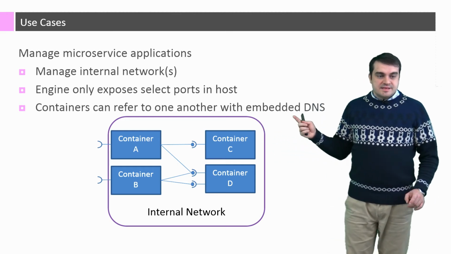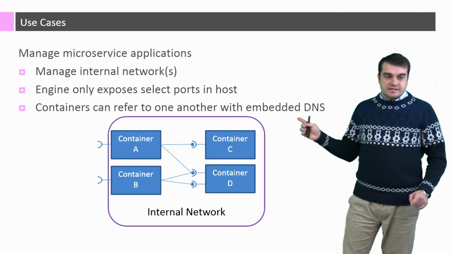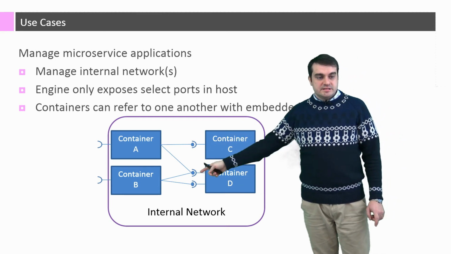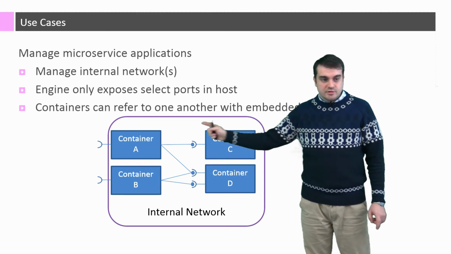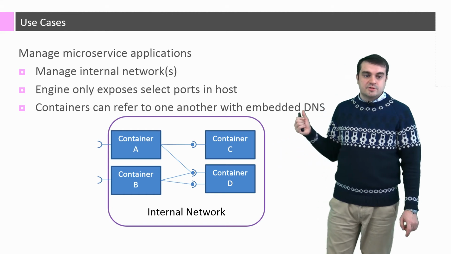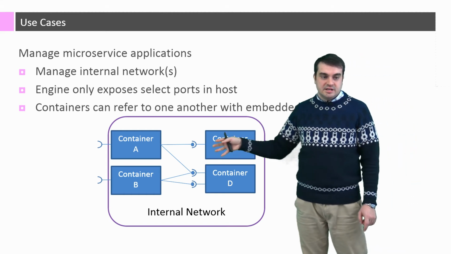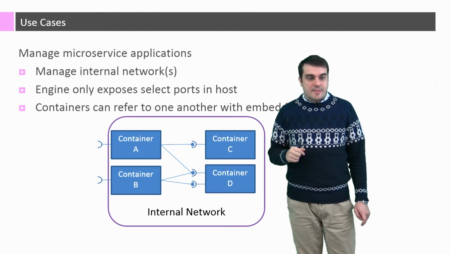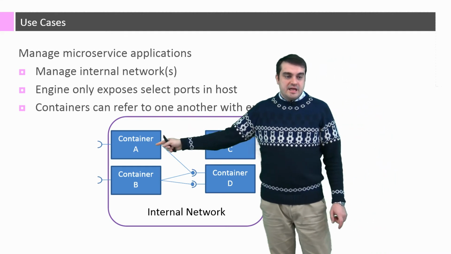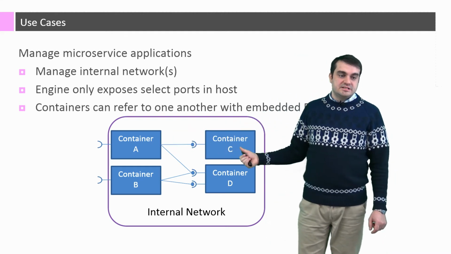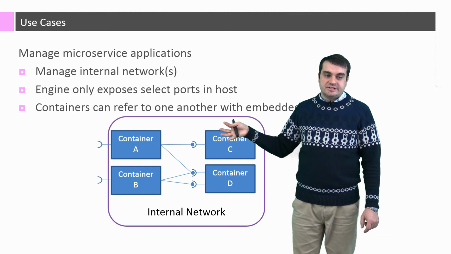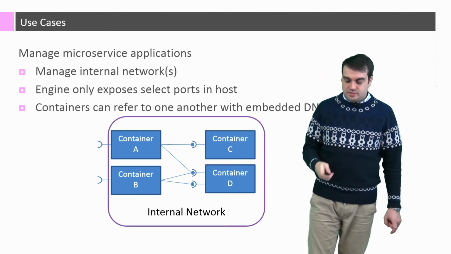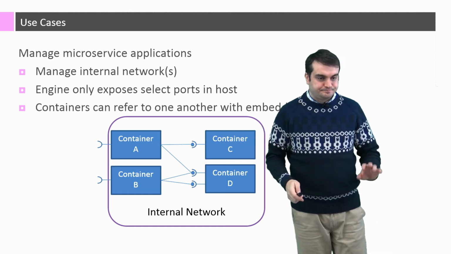One last thing in managed networks or internal networks is that every component, every container in this network can see the other containers in that network through a DNS, and this DNS can be configured. By default it is the container name. So container A can access container C just by using C. It doesn't have to know the IP address that Docker will provide it.